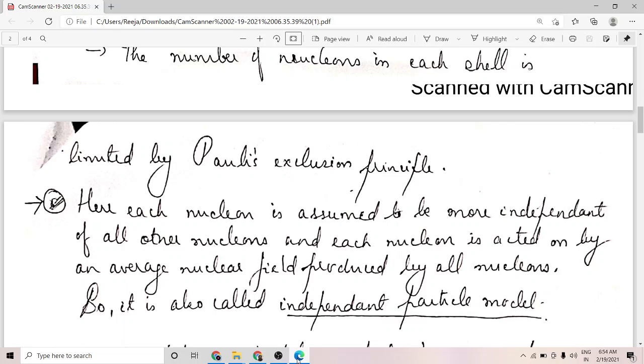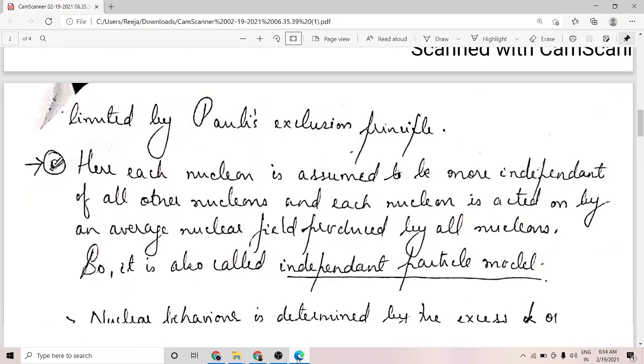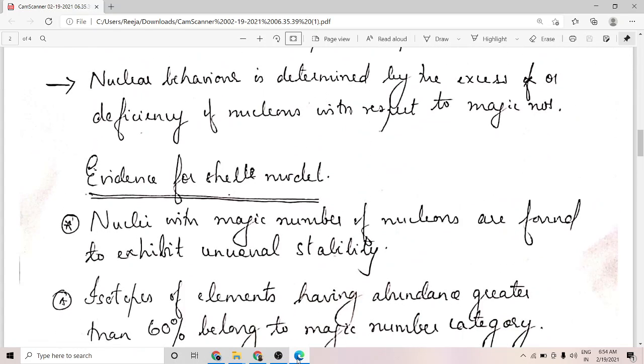So this model is also called an independent particle model because each nucleon is assumed to be independent of the other nucleons, and each nucleon is acted upon by the average nuclear field produced by all the nucleons. Now, the nuclear behavior is determined by the excess or deficiency of nucleons with respect to the magic numbers. So, these are the features of the shell model.